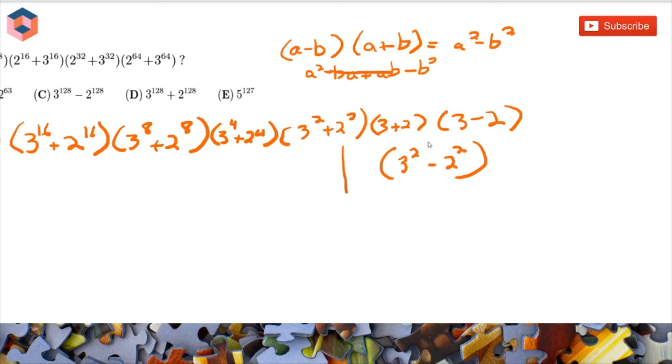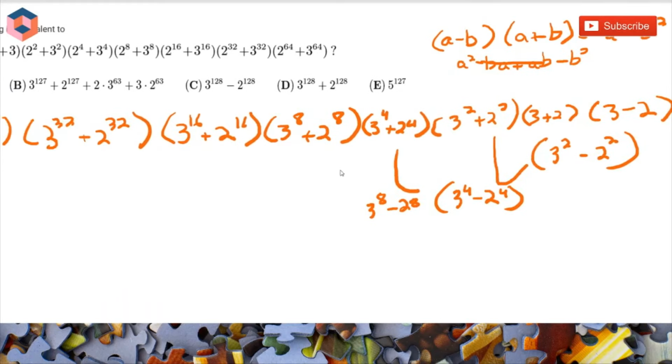Now taking this, we get this is just the same thing as 3 to the power 4 minus 2 to the power 4. Now taking this is just the same thing as 3 to the power of 8 minus 2 to the power of 8. And you'll see where I'm going with this.